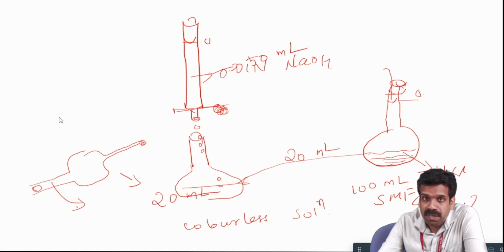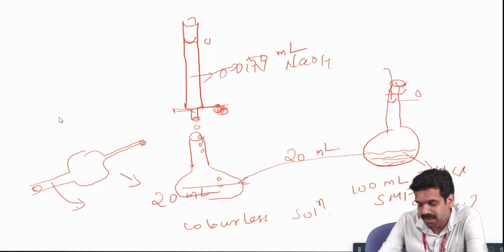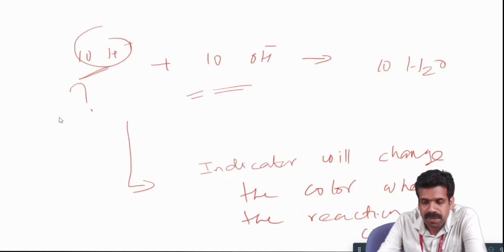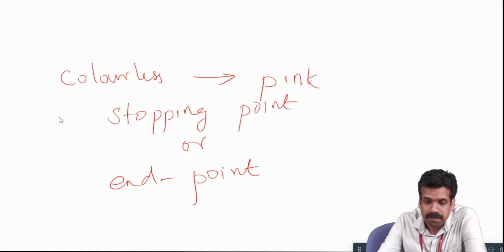I will fill the burette again with the base. Again, I will pipette out 20 ml of the acid solution, which you have already prepared. So you will pipette out 20 ml of the acid solution remaining in the SMF into the conical flask. Again, you will add 2 drops of the indicator and perform the titration again. Remember, you have to fill the burette again.